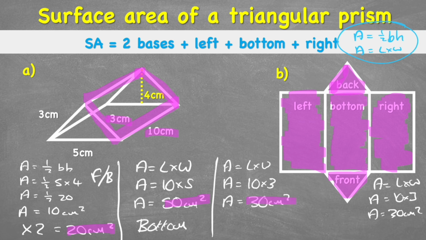Cool, so now I have my 4 individual measurements. All I have to do is add them all together. So I have 20 plus 50 plus 30 plus 30, giving me a total of 130 centimeters squared. So my total surface area for this triangular prism is 130 centimeters squared.